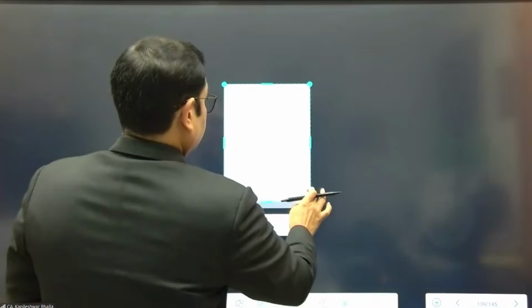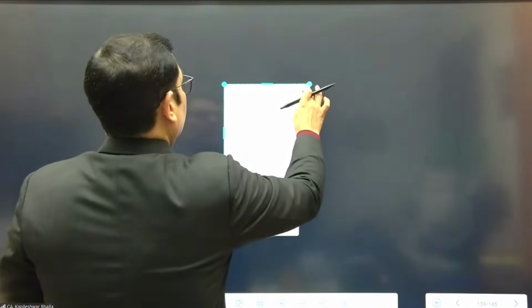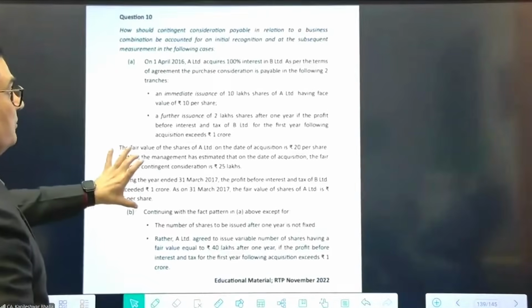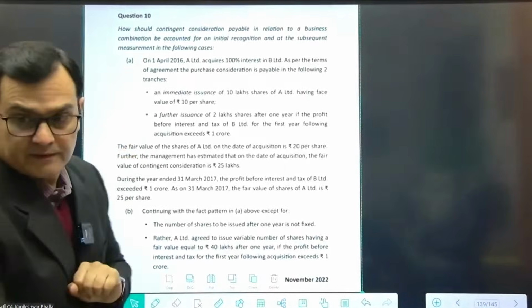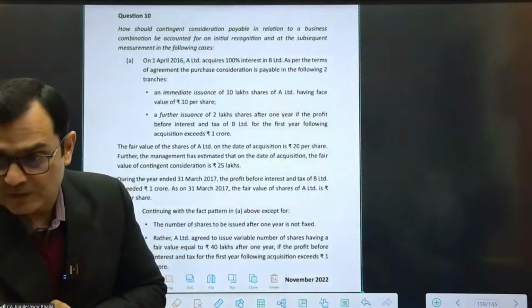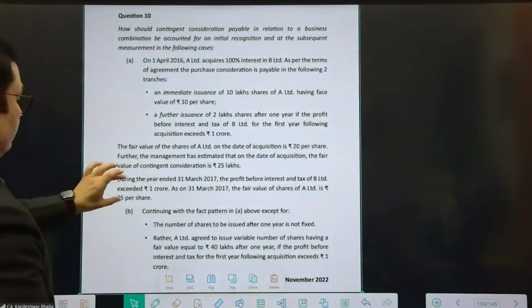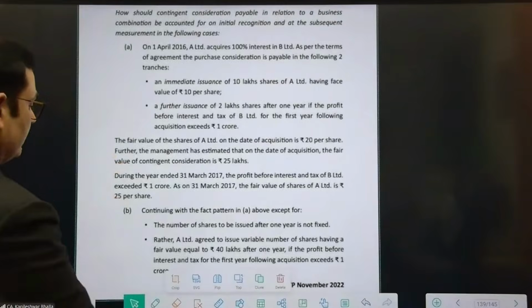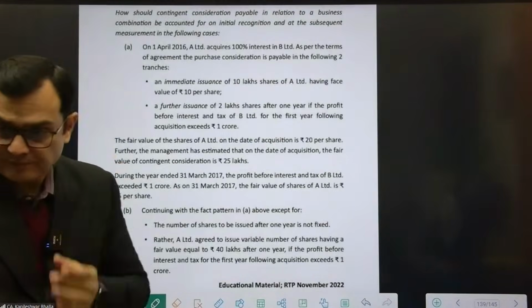Right. So this is an RTP November 22 question. It's there in the educational material as well. Let me just zoom it across to you. I hope this is clearly visible to you. Let me know if this is visible. Otherwise, I'll just crop out the question number. I think it should work well now.